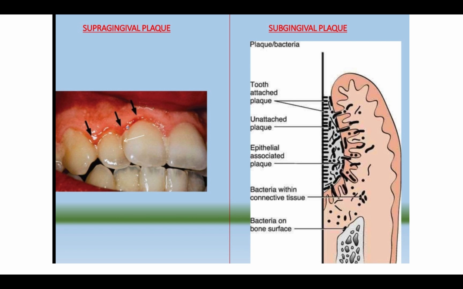So let's look at supragingival plaque being formed around these parts. If we look at the plaque on the other side, this is where bacteria start to move in, and then the tooth attached plaque will be on this side, and this will be the epithelial associated plaque on this side. Epithelial here, tooth associated here, and then you will have between them an attached plaque.